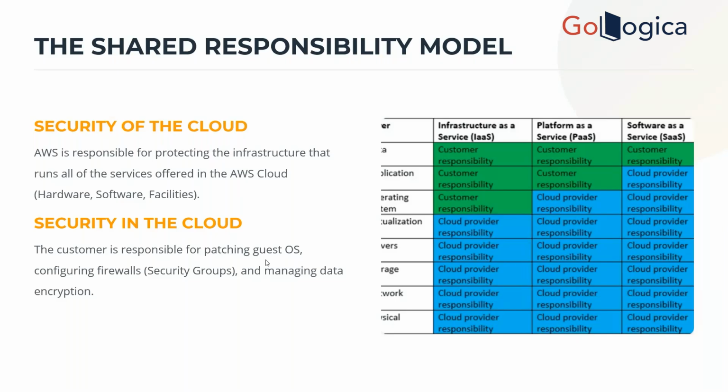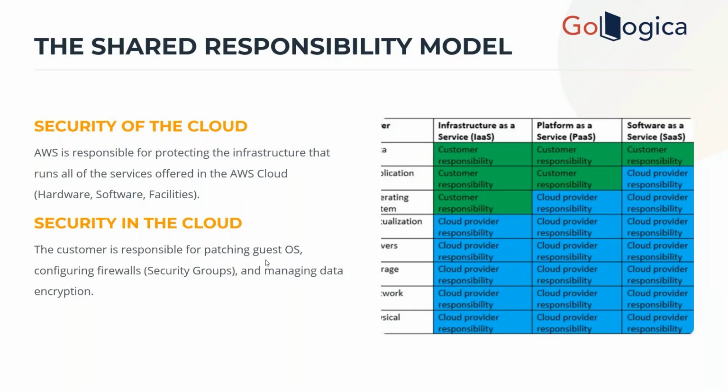So whenever there is a new update or patch available for the operating system, we, as a customer, need to update that. AWS will not update the patches or any upgrades for our virtual machine, because it is our responsibility as a customer. So we need to secure it, we need to configure the firewall, and control who will have access to our resources.